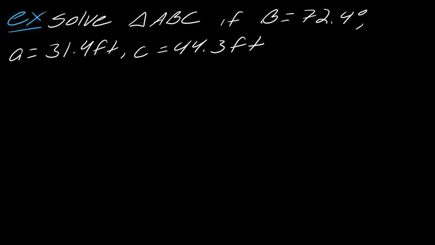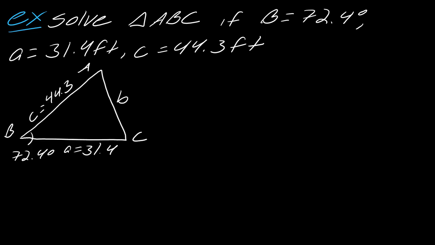All right, so let's start with our first triangle here. I'm going to have my angle B is 72.4 degrees, A is 31.4, and C is 44.3. So here is that triangle. Here's my angle B, 72.4. And then here are A and C angles, and across from there, there's 31.4 and there's 44.3.